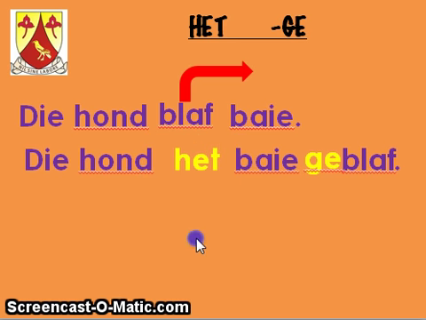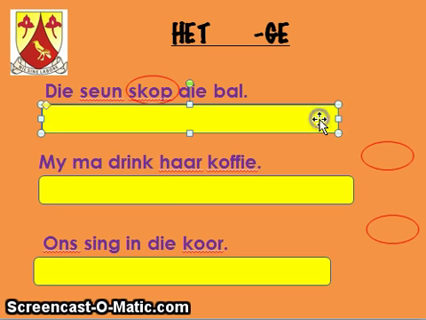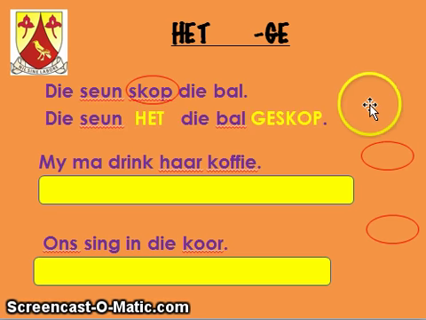Okay, let's look at a few more sentences and see how they go. Die seun skop die bal. What's the verb? What did the seun do? He skop. And let me not give you the answer. Skop is the werkwoord. Okay, he kicked the ball. So what should we do? We put het in the place of skop, and we move skop to the end of the sentence. We add a ge. So let's have a look. Die seun het die bal geskop.